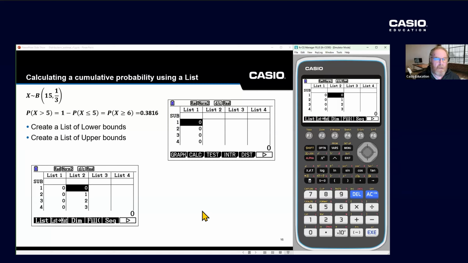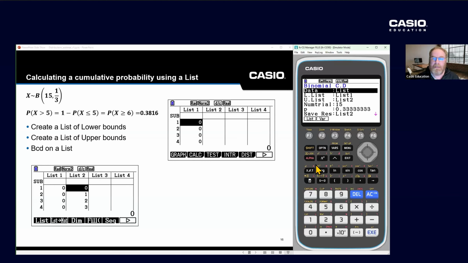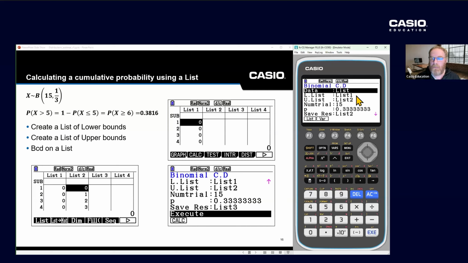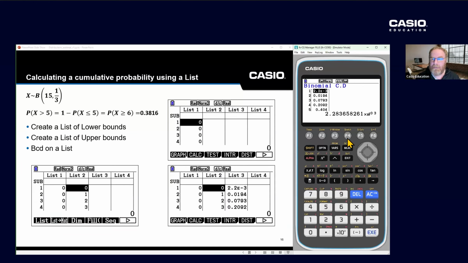When you enter those, I've got a lower bound and an upper bound, so I can do a calculation. I can do a BCD on a list. Here I can choose my lower bound list and my upper bound list. Notice that N and P have been carried forward from my previous calculations. That's perfectly okay. But I don't want to save my results in list 2. I'm going to save them in list 3 instead. And this time when I calculate, I get a list of values.